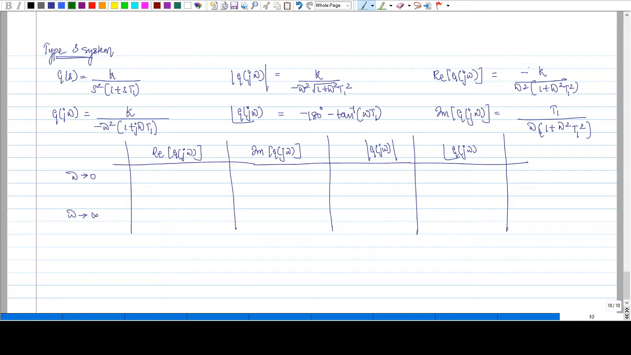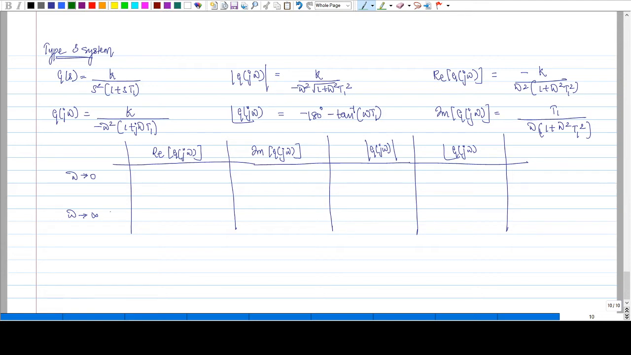The real part is minus K divided by ω squared (1 + ω squared T1 squared). The imaginary part is T1 divided by ω (1 + ω squared T1 squared). All this calculation is available in the handwritten notes. Okay, so first we'll start with the tabular column.